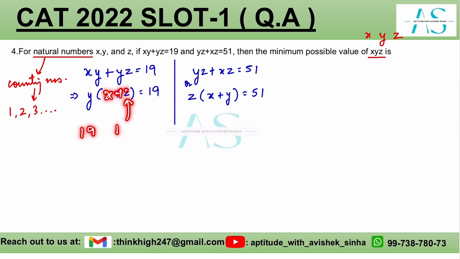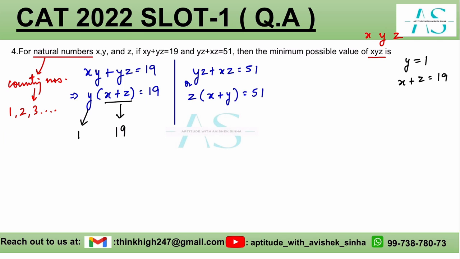So x plus z cannot be equal to 1 because the smallest value is 1 for natural numbers. Had this been the value for whole numbers, we could have taken that into consideration. But as of now, we have to take exactly this as our 1 and these two summation as 19. Now from here, we get the exact value of y, which is nothing but 1. Now we also have a relation which says x plus z is equal to 19.